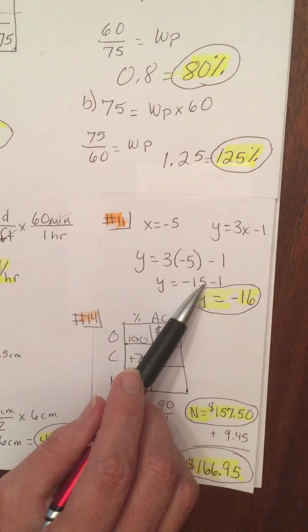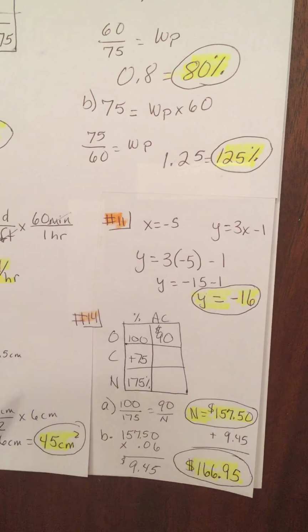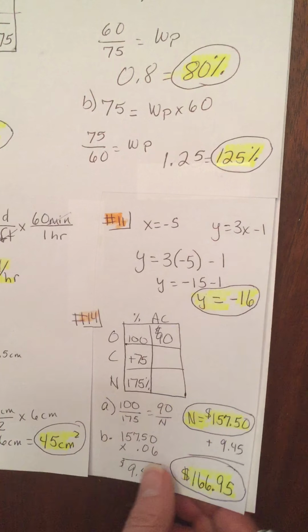These have the same sign, so I add their absolute values. 15 and 1 make 16. I keep their sign, which is negative. y equals -16.